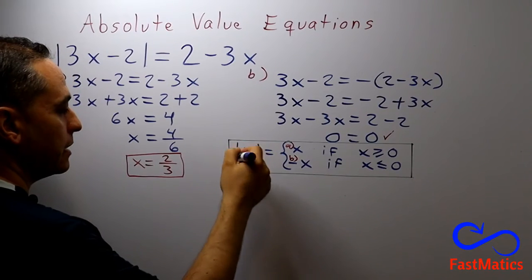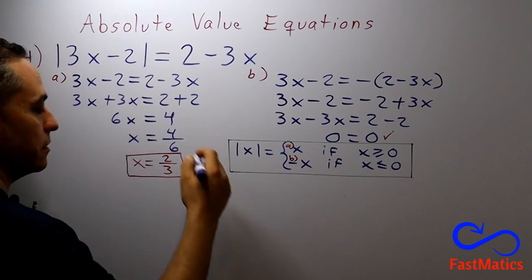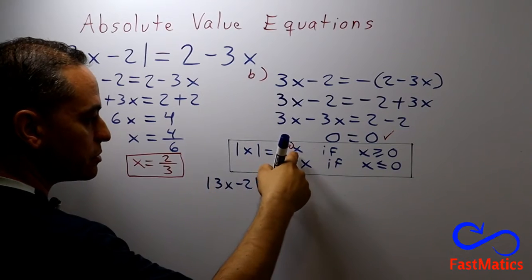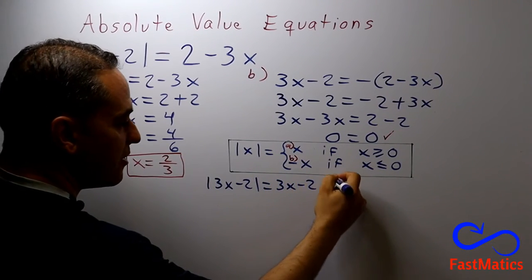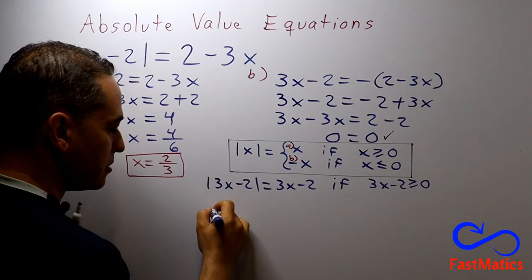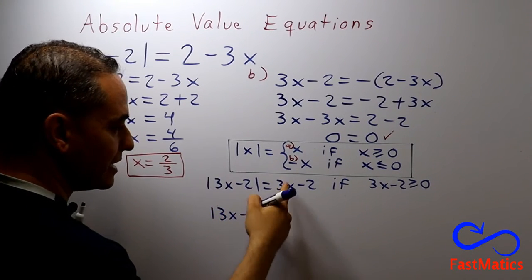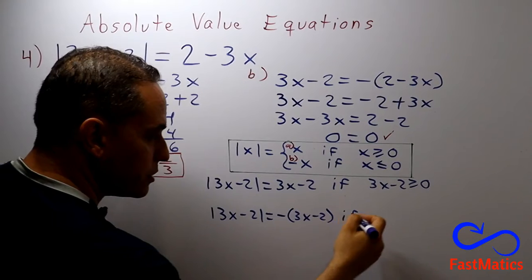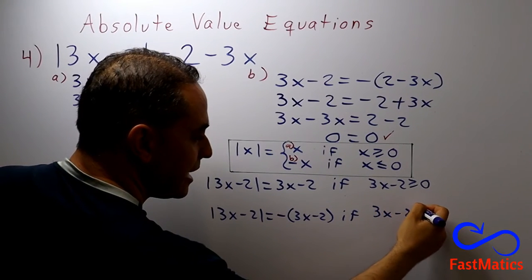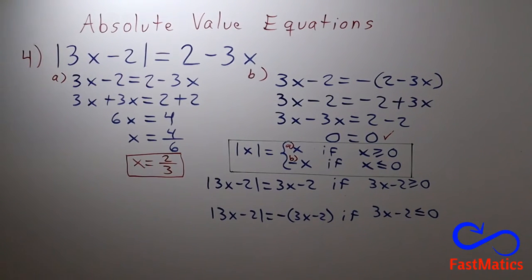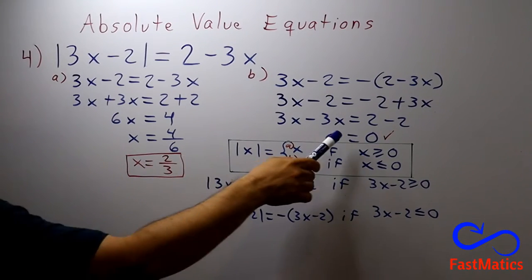What cases? Well, the absolute value of 3x minus 2 will be equal to this expression in positive if this expression is greater than or equal to 0. But also this expression will be the same expression in negative if this expression that is inside the absolute value is less than or equal to 0. But we must see for what values of x this answer is valid and this answer is valid.